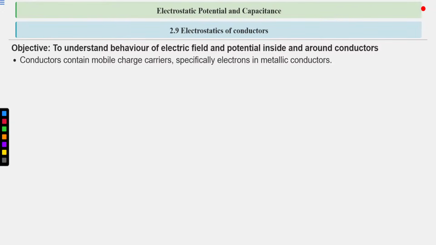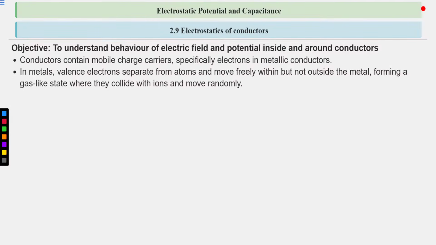In others, like an electrolytic solution, what are the mobile charge carriers? Positive and negative ions. But we are restricting our discussion to metals only, so it is specifically electrons in metallic conductors. In metallic conductors, there are valence electrons that are loosely bound to the nucleus, so they are the mobile charges. In metals, valence electrons separate from the atom and move freely within, but not outside, the metal.